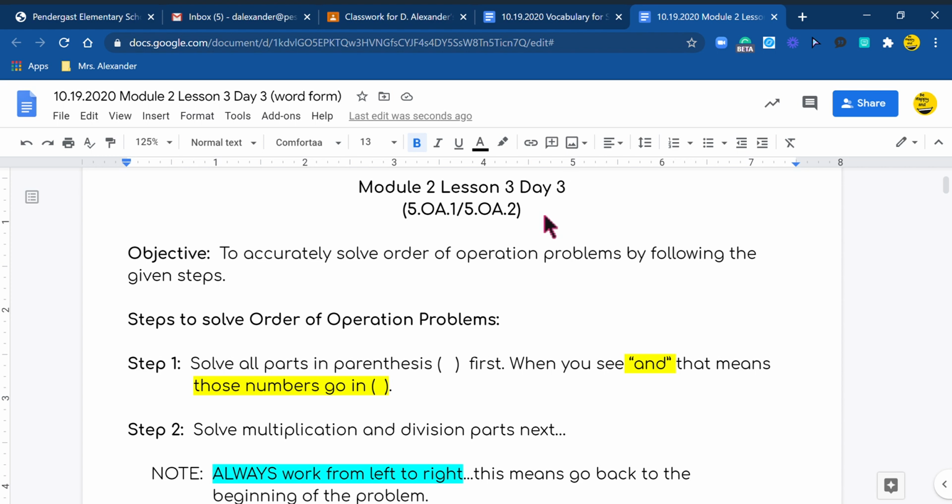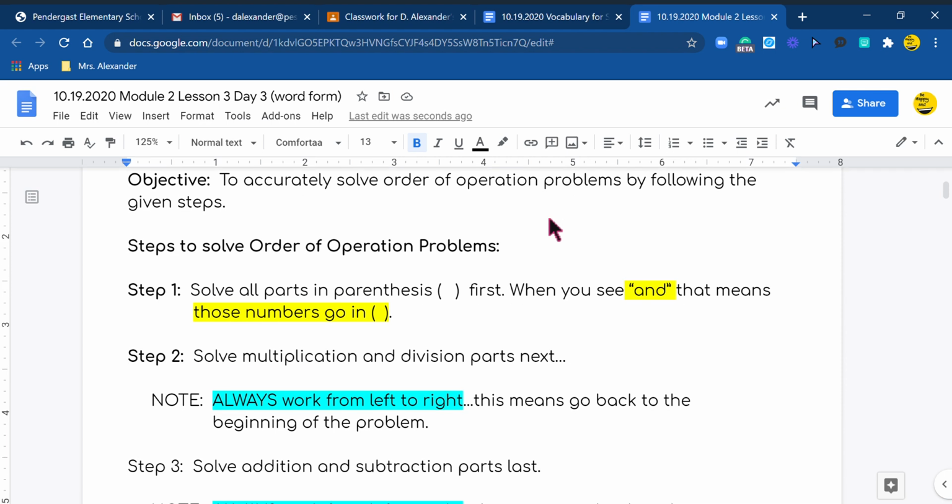So I'm going to quickly go through the steps we need to solve our order of operations. Our first step is looking for those parentheses. Parentheses, always whatever's inside goes first. Now when it comes to words, when you see "and," that means those numbers go in the parentheses. This is saying that this is important, we've got to do this first.